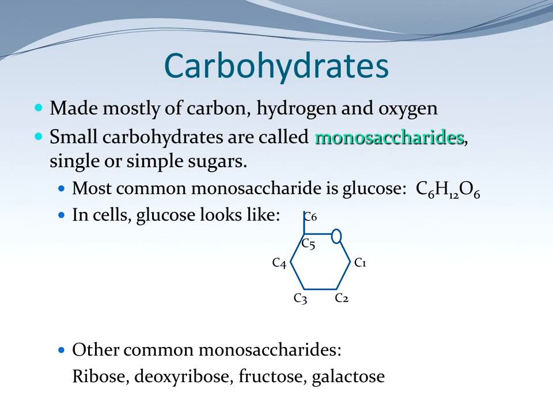The smallest carbohydrates are called monosaccharides. The term monosaccharide literally means single sugar. In biology, the most common monosaccharide is glucose. Glucose includes 6 carbon atoms, 12 hydrogens, and 6 oxygen atoms. In nature, a glucose molecule actually forms a ring structure, like the one that is shown here. Included in the ring are one of its oxygen atoms and 5 carbons. Other common monosaccharides in biology include ribose and deoxyribose. These monosaccharides have 5 carbons each, and fructose and galactose have 6 carbons each.